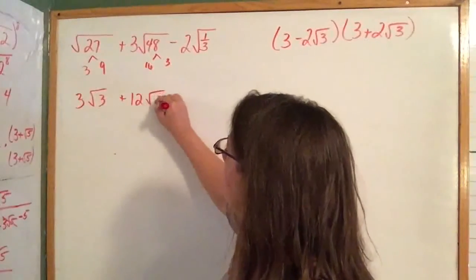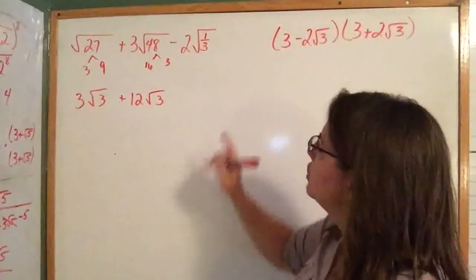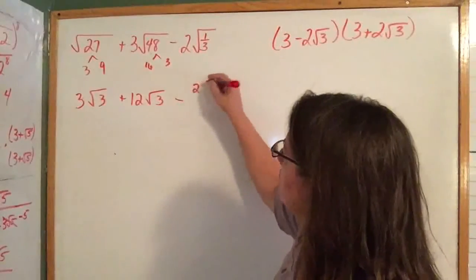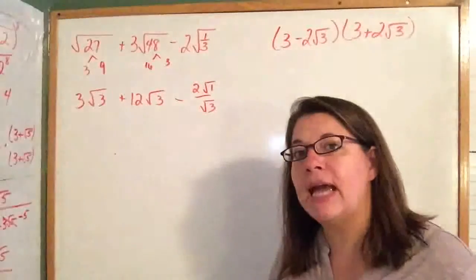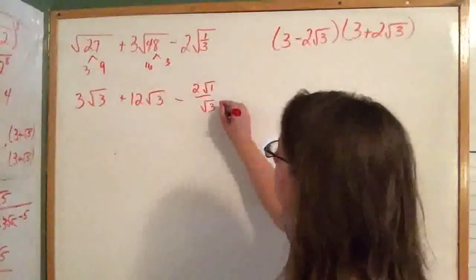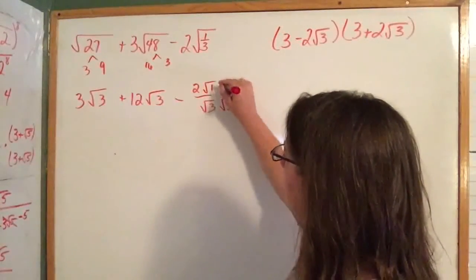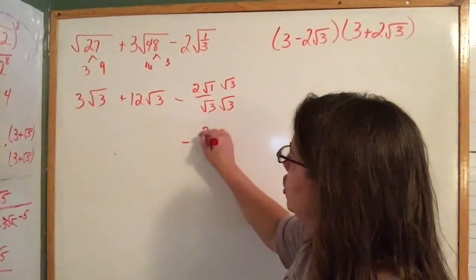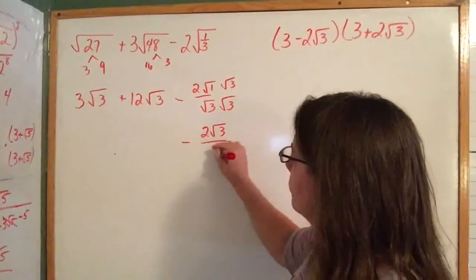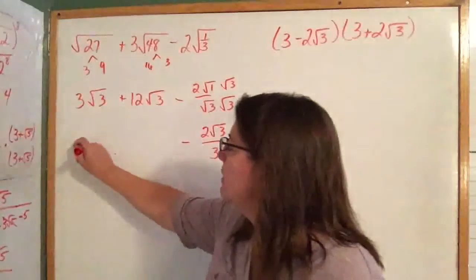And then for this one, I need to rewrite that as 2 times the square root of 1 over the square root of 3, and I'm not allowed to have square roots on the bottom. So in order to get rid of that, I multiply by square root of 3 on the top and the bottom, and that gives me 2 square root of 3 over 3, and then I'm just going to rewrite these.